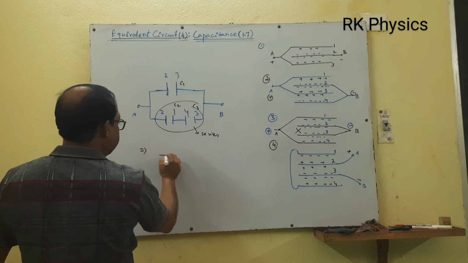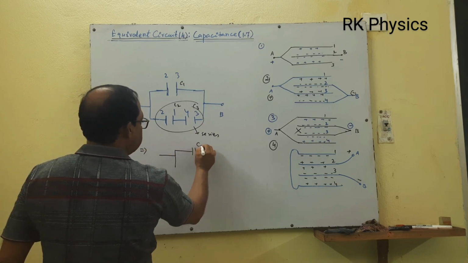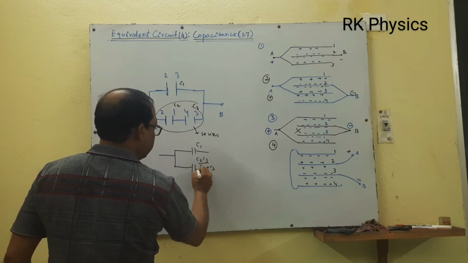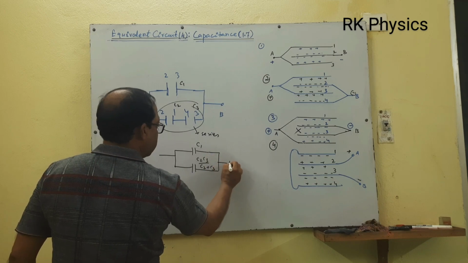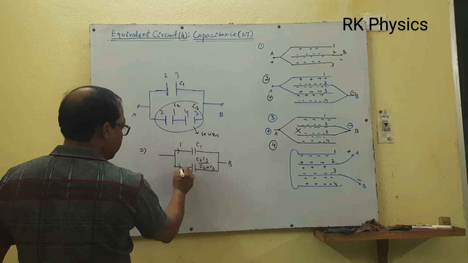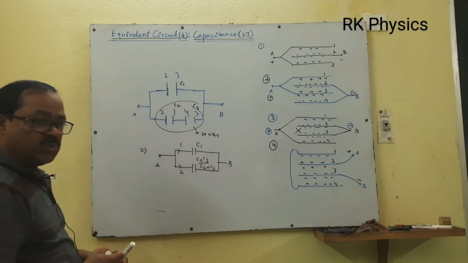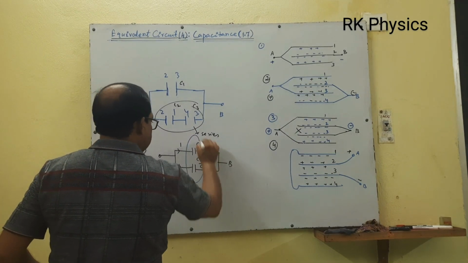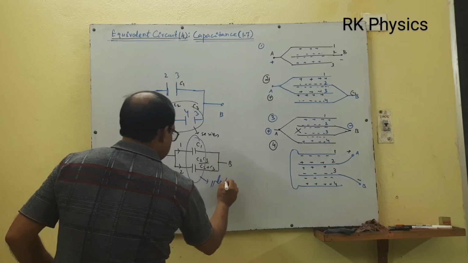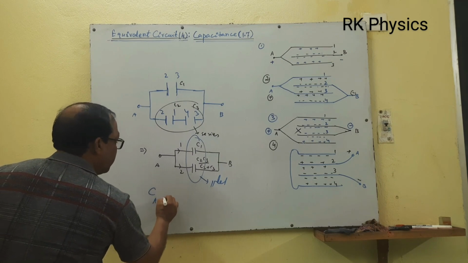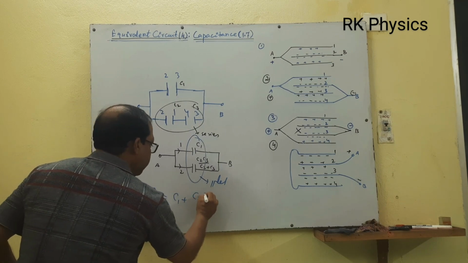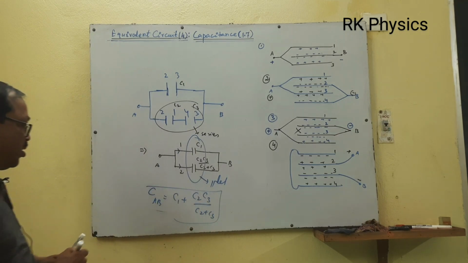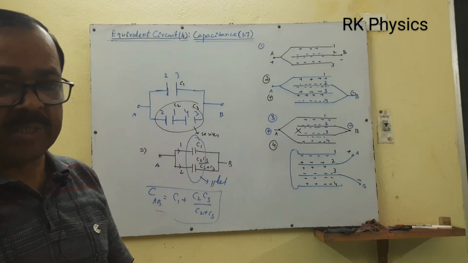So equivalent circuit is, you take C1, this is C2 C3 by C2 plus C3, this point is B. Now how many paths are there? Path 1 and path 2. Now path and path they are parallel. So therefore CAB, you write C1 plus C2 C3 divided by C2 plus C3. Now this is your equivalent capacitance.